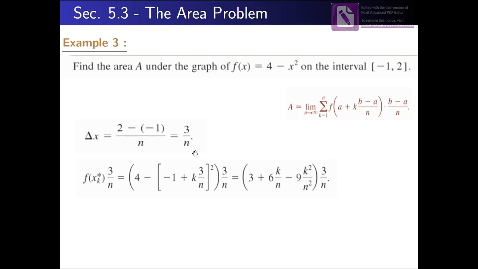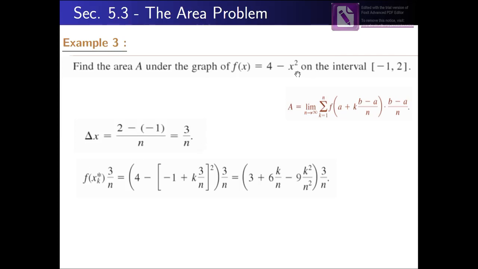Then we need to find what is f(xk star) multiplied by (b minus a) over n. So we are going to evaluate f(a plus k multiplied by (b minus a) over n) multiplied by (b minus a) over n. So this will be f(xk star) multiplied by 3 over n, where 3 over n is (b minus a) over n. So we'll go to the function f(x) and replace x by xk star. What is xk star? It is a, which is minus 1, plus k multiplied by 3 over n.